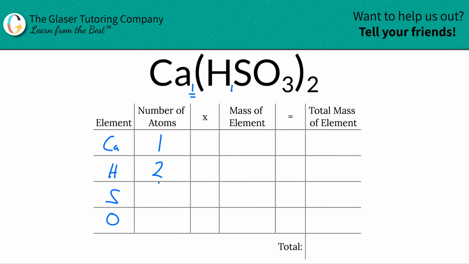All right, so same thing for sulfur. Sulfur is a 1, but then we have 2 of those polyatomics, so we'd have 2 sulfurs in total. We're multiplying. And then 3 oxygen in here, but you've got to take the 3 and multiply it by the 2, so that's 6 oxygen.